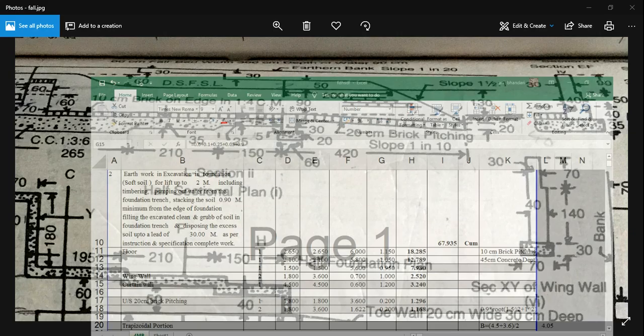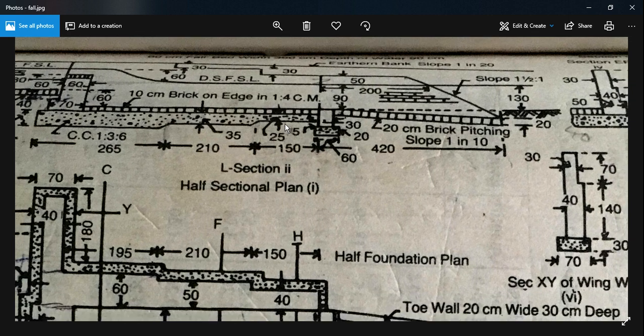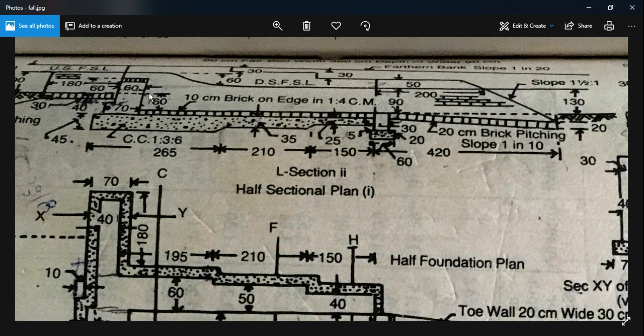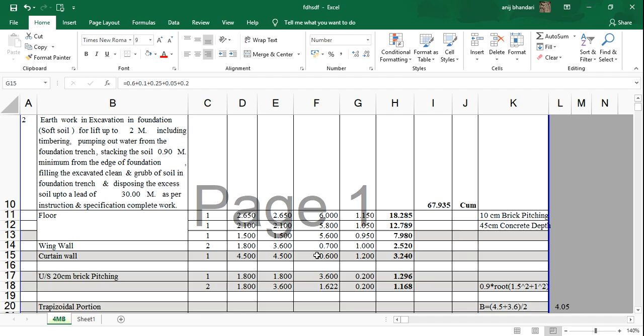Now for the depth, in the same way, the way we calculated for wing wall, the depth of excavation is from this portion to this portion. So let's calculate from here, 20 plus 5, 25, plus this 20 plus 5, 25, plus this 25 makes it 50, 50 plus 10, 60, 60 plus this 60, 120. So for cotton wall, the height is 120.